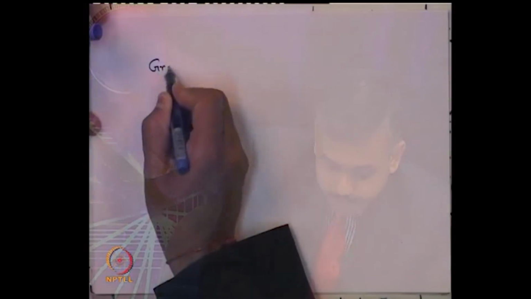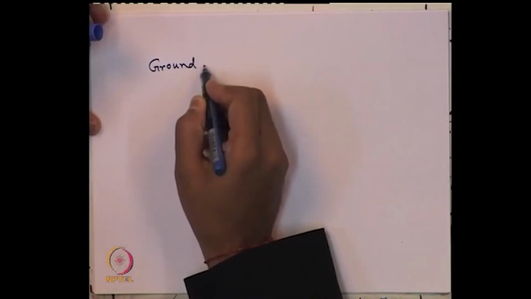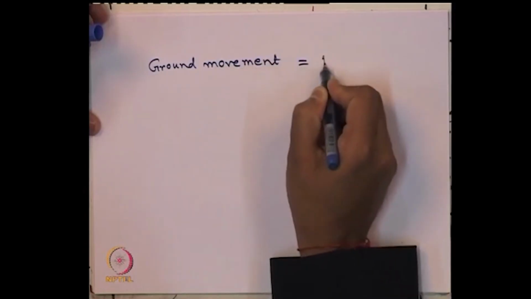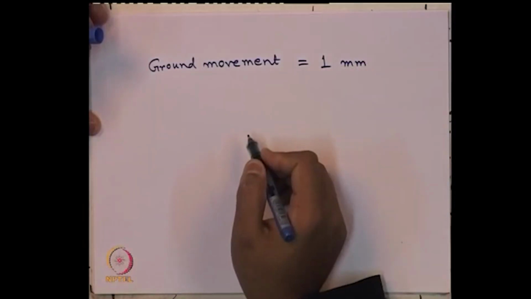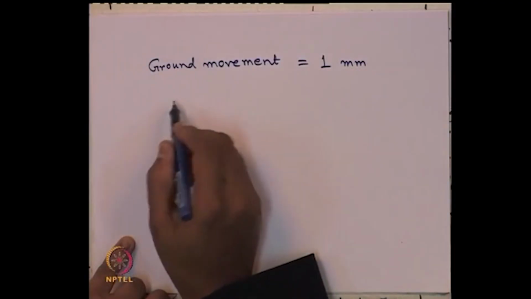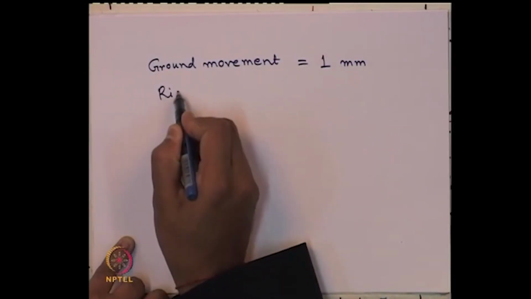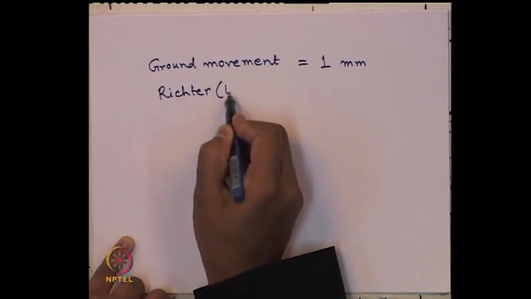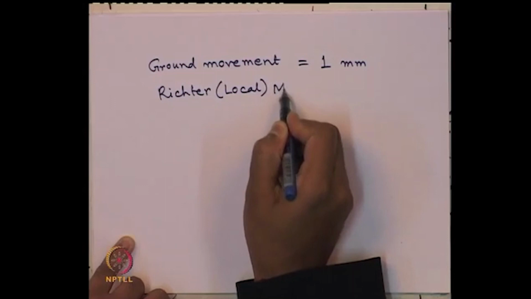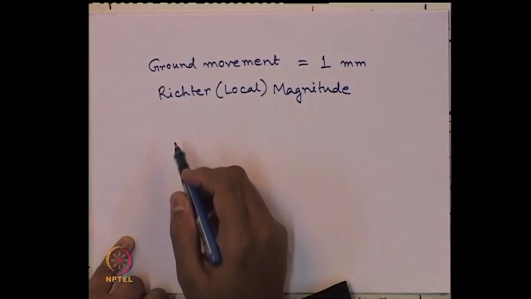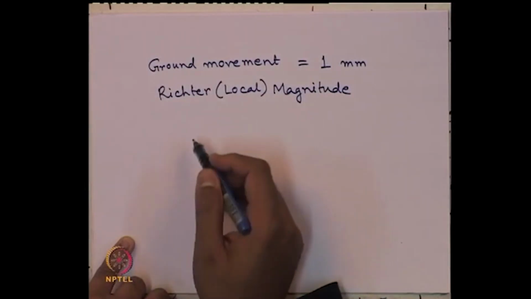So, if I show it through calculation, suppose ground movement, say this is 1 millimeter. Now, what we need to do for this earthquake, we have to find out what is the Richter magnitude, or it is also called local magnitude. This is the simplest way to remember or to understand how Richter magnitude is calculated.